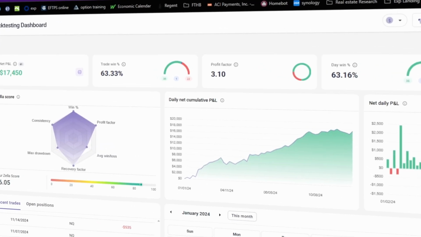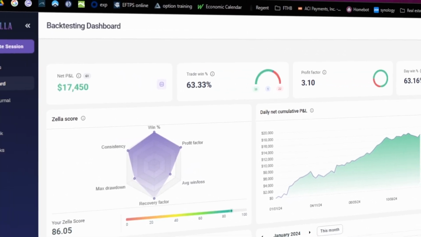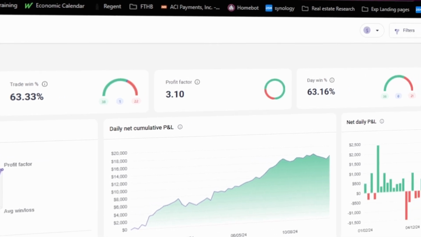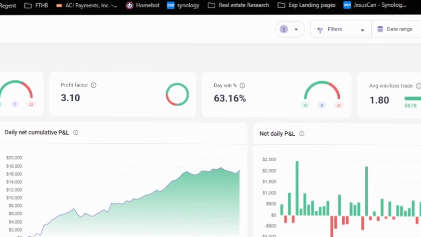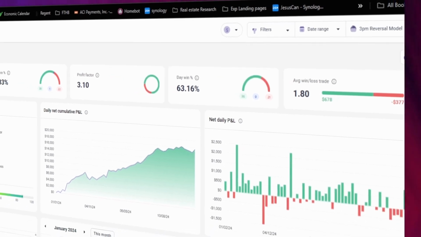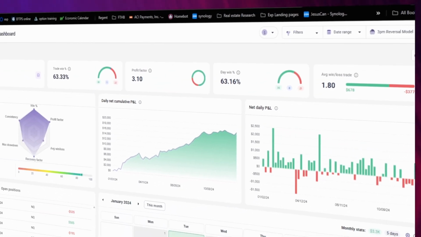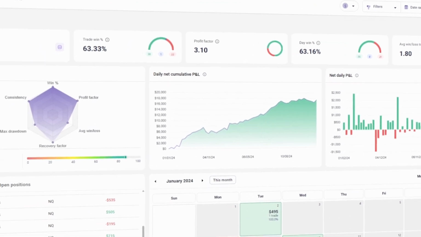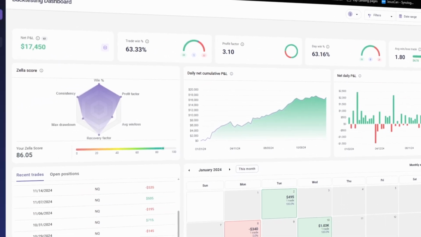This model works because of timing, not just patterns. I tracked every trade for an entire year. It came out with a 63% win rate, $17,450 in net profit. It had a 3.1 profit factor. My average winner was $678 versus $377 on average for a loss. The equity curve looks like a staircase, steadily climbing higher and higher with healthy pullbacks and consistent recovery.